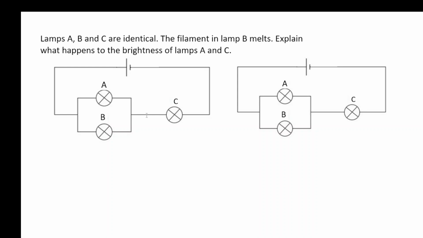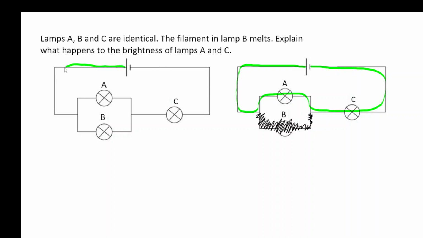Okay. Now, when lamp B melts, technically this branch does not exist. So I can just completely get rid of that. So what will happen? Current will simply go through this, go like that, through this one, and like that. That's what happens. But what happened earlier?